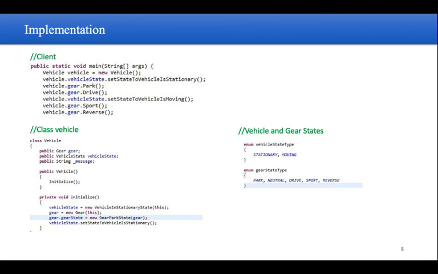The client has a main function which creates a vehicle object and instantiates the user interface of the application. The Vehicle class has instances of gear and vehicle state classes, which are interfaces for the concrete states. Possible states for the vehicle and gear classes are represented as enums.